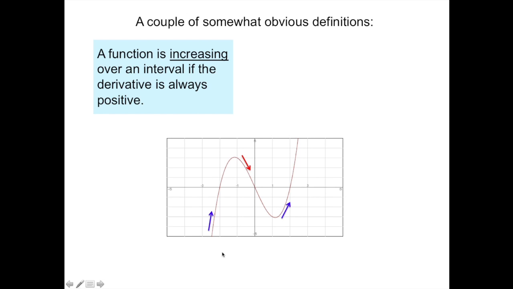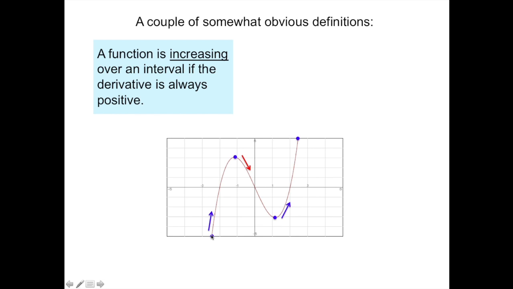So let's take a look at this. We have some kind of obvious definitions. A function is increasing over an interval if the derivative is always positive. So here's a location where the derivative is positive, so all of that indicates we have an increasing function in that location. And here's another area where the derivative is positive, so we have an increasing function in that location as well.